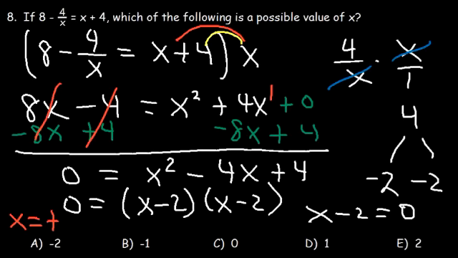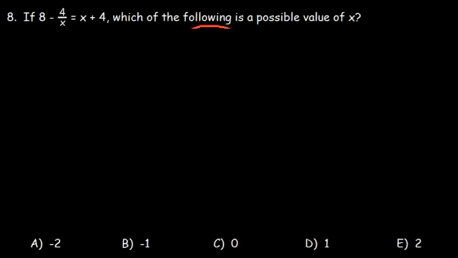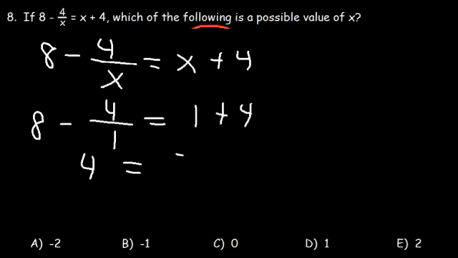So let me illustrate that technique. Let's say you think 1 is a possible answer. You can plug in numbers if you're having difficulty solving for the equation. So 8 minus 4 over 1, we're going to replace x with 1, is equal to 1 plus 4. 8 minus 4 is 4, and 1 plus 4 is 5. So this is not true. The left side does not equal the right side, so therefore D cannot be a right answer.